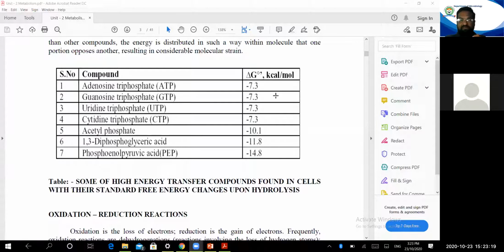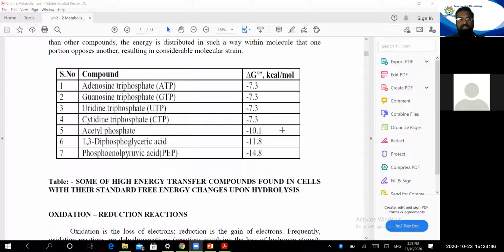These are some of the high energy molecules. We are seeing only 7 examples here. Why? It is not so that apart from these 7, no other energy rich molecule is available, but these are the most popular, most commonly involved, and high energy molecules. If you see in the next column, we have the kilocalorie per mole values for these particular individual molecules.